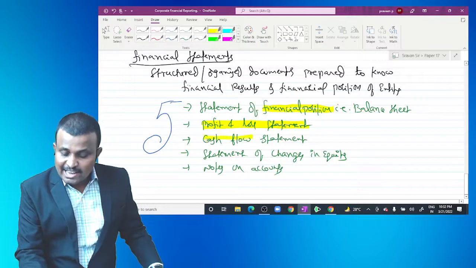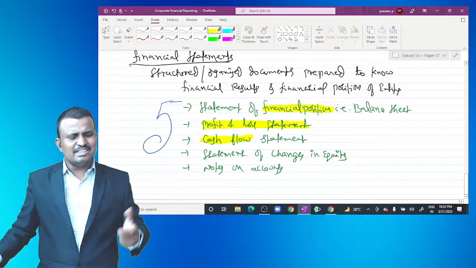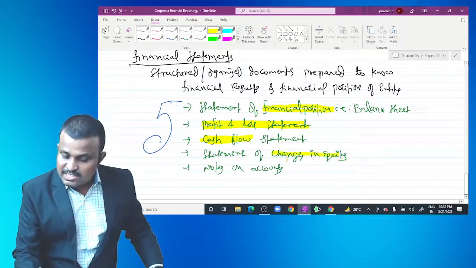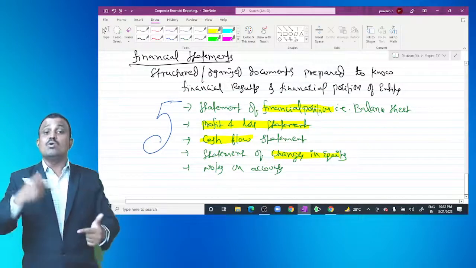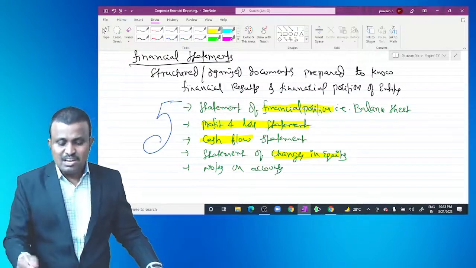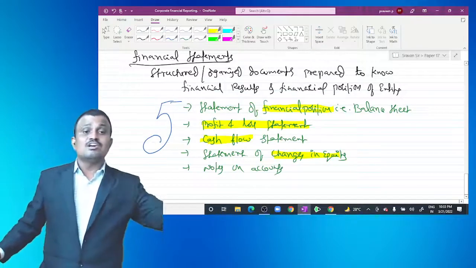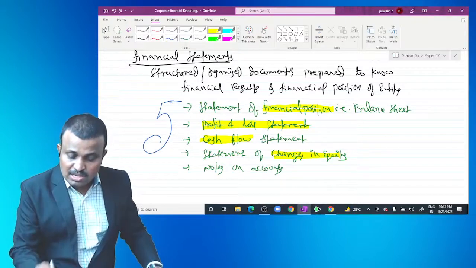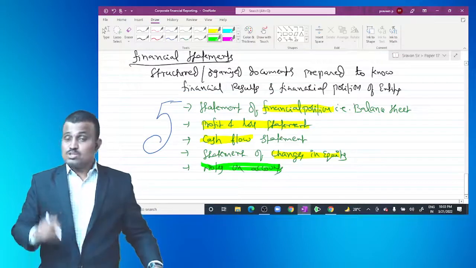The cash flow statement indicates the cash position of the entity, nothing but the liquidity position, simply. The statement of changes in equity indicates the differences that arise in the owner's fund during the year. But the statement of changes in equity and the cash flow statement are not mandatory for non-corporate entities. And the last one is notes on accounts. So why are the notes on accounts prepared?